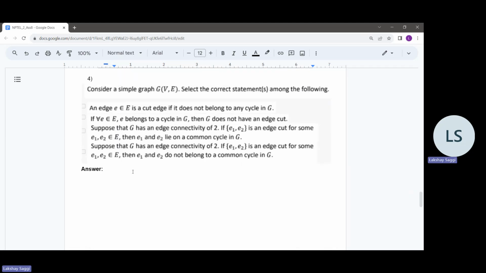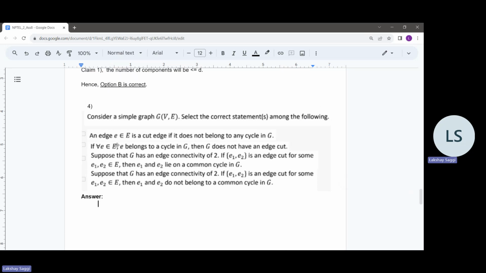So let's come to this question after we have discussed these definitions. Let's go option by option here. Option A says that an edge E is a cut edge if it does not belong to any cycle in G. Actually, this statement is correct. You can see this in the lectures also, so I'll not write down the whole argument because these sorts of claims have already been discussed, but I'll just give a high level idea again.